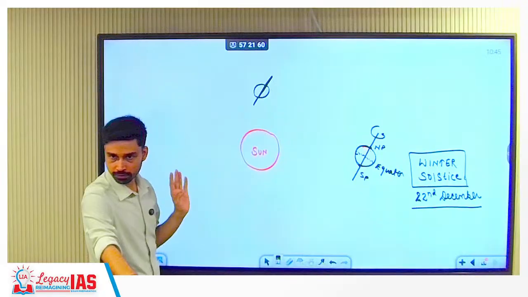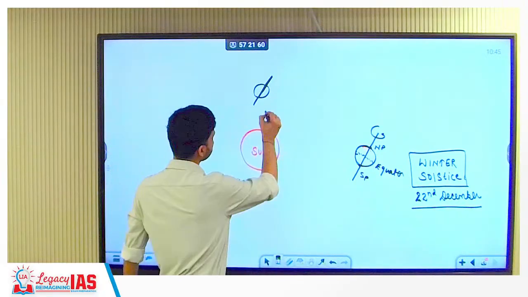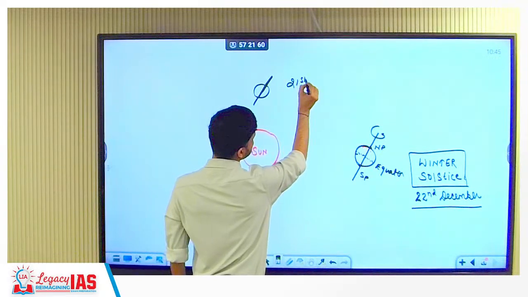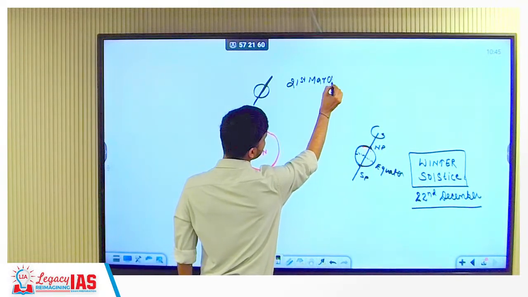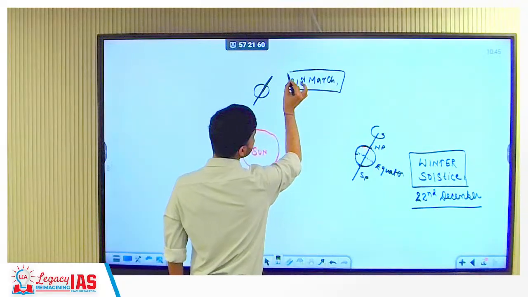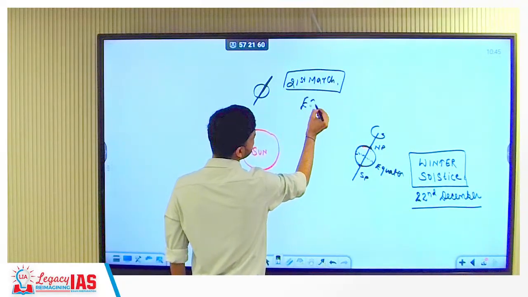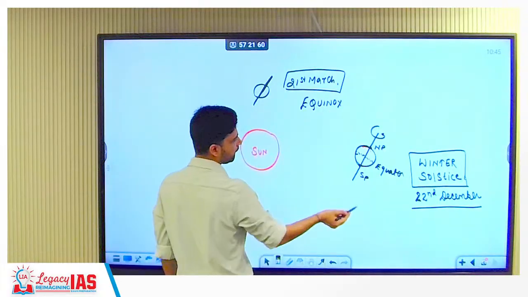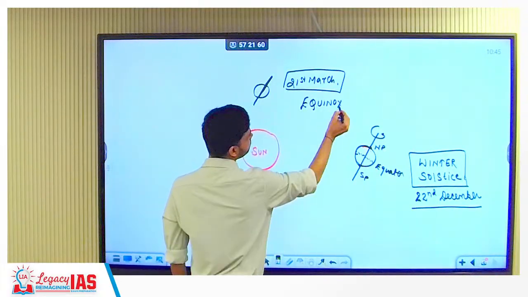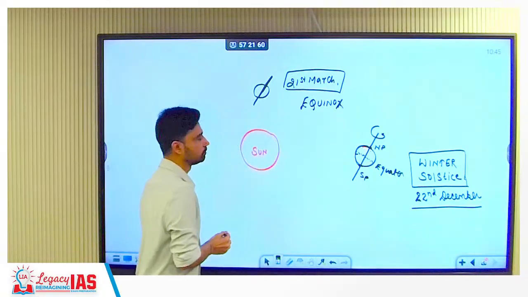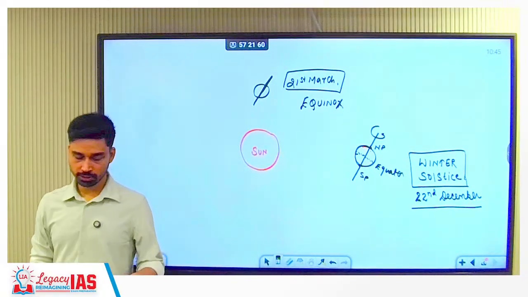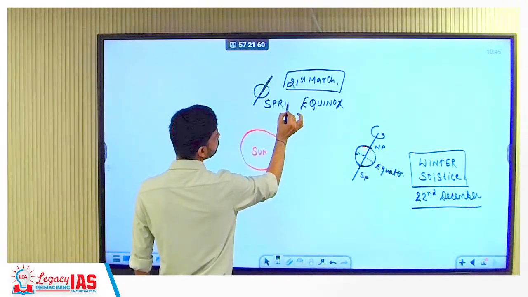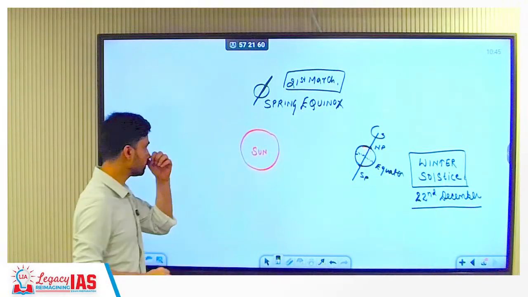Equal amount of sunlight. That's why, if you go from December to, let us suppose, 21st of March, because you have equal distribution of sunlight in both hemispheres, the position is referred to by what term? Equinox. And after winter, which season comes? Spring, right? So what will we call it? Spring equinox. So 21st of March.